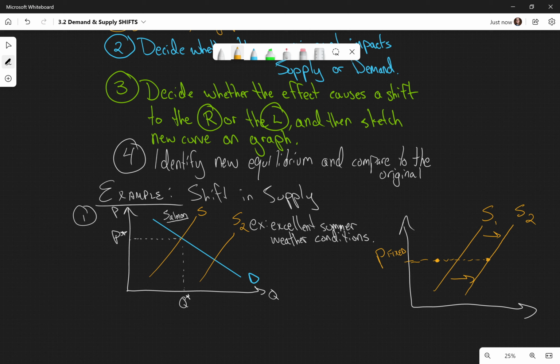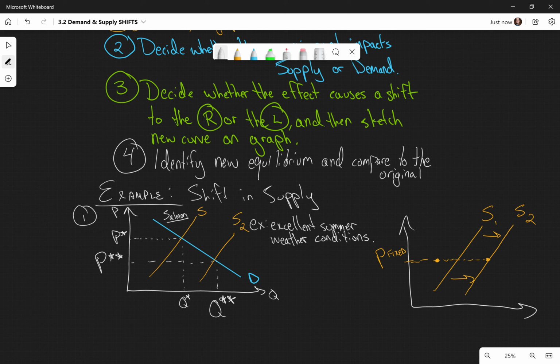Is everybody clear on why that is and the hack that we can do to figure that out? So just strip away the demand and fix the price and take a look at just that horizontal channel. So now when we put it back onto the supply and demand curve, our last part is identifying the new equilibrium and comparing it to the original. So identifying our new equilibrium here is going to give us P double star, and this will give us Q double star, which means it's our new equilibrium.